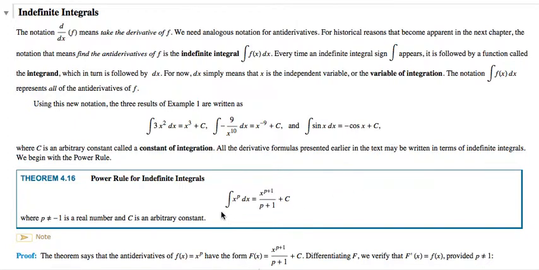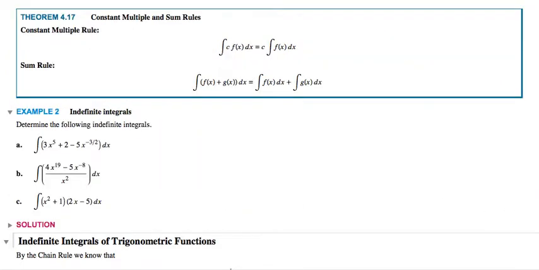In addition, this lets us write the power rule for indefinite integrals. So you can see the integral of x to the p dx is x to the p plus 1 divided by p plus 1 plus an arbitrary constant. We have the constant multiple and sum rules here, so the integral of a constant times a function with respect to x is equal to that constant times the integral of f of x dx. And the integral of a sum with respect to the independent variable is the sum of the integrals of their functions with respect to that variable.